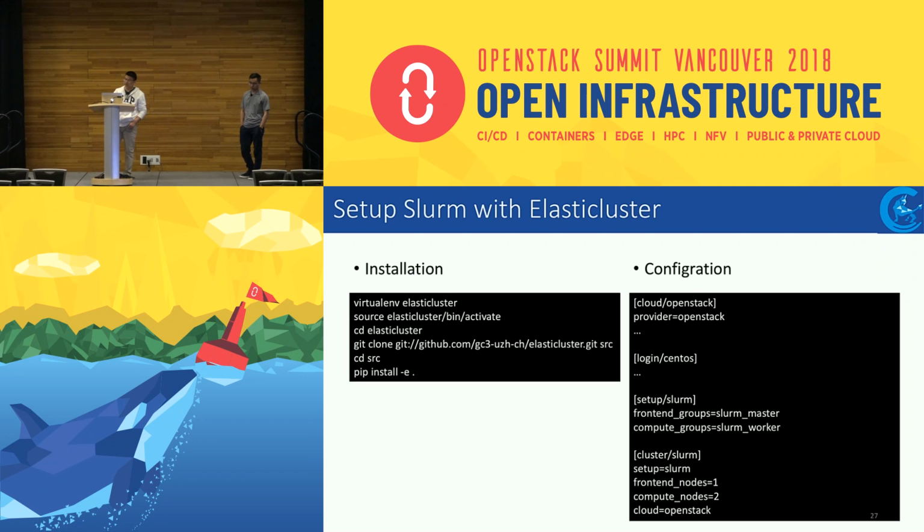How to set up Slurm with Elasticluster is pretty simple. First, install Elasticluster in a virtual environment. Second, set up the provider to OpenStack, the login part for the image, and set up the Slurm section, like how many front nodes and compute nodes. Third, use a simple command line to create the Slurm cluster.